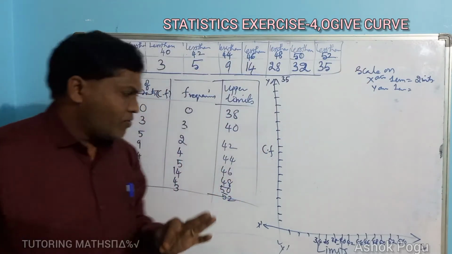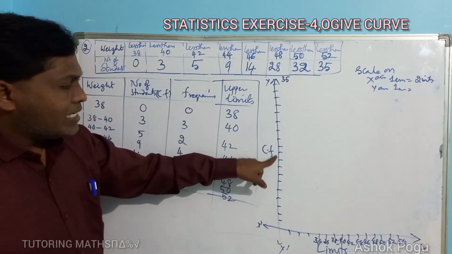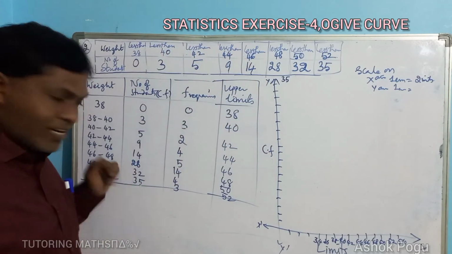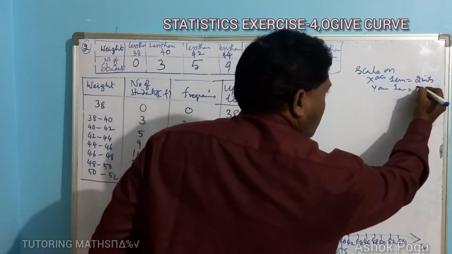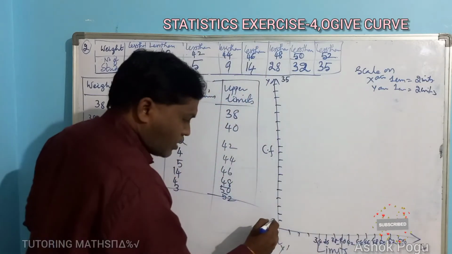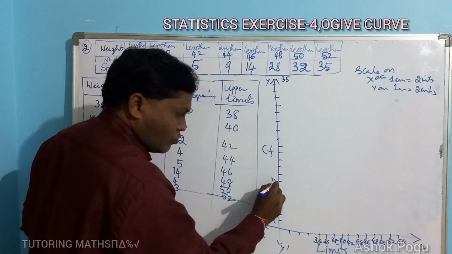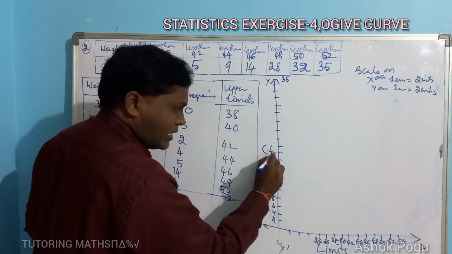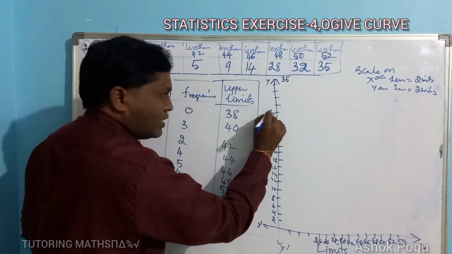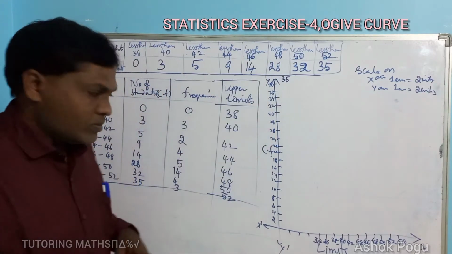It's enough. Now 2, 4, 6, 8, 10, 12, 14, 16, 18, 20, 22, 24, 26, 28, 30, 32, 34, 36, 38. Exactly we are getting it. So let us take the y-axis also, 1 centimeter is equal to 2 units. Yes. Now it becomes 2, 4, 6, 8, 10, 12, 14, 16, 18, 20, 22, 24, 26, 28, 30, 32, 34, 36 and 38. Yes, exactly.